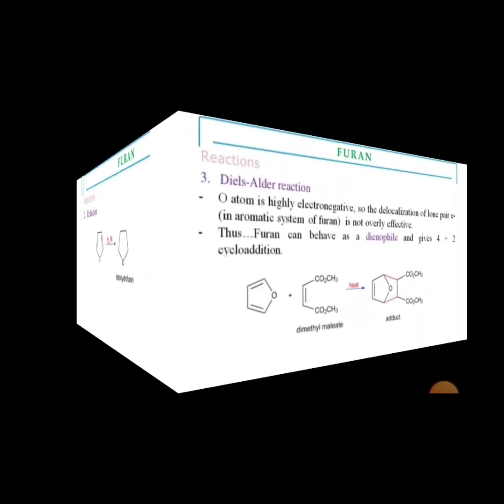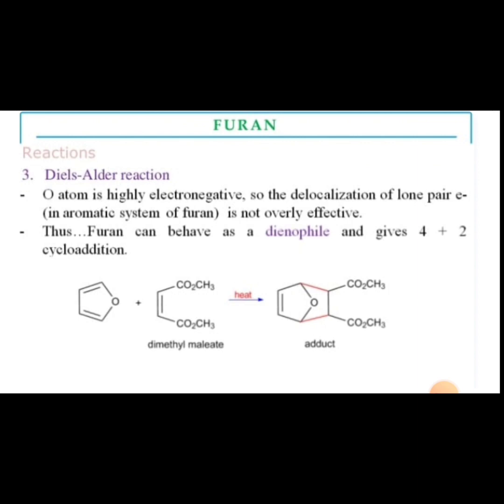tetrahydrofuran as the product. Now see the Diels-Alder reaction of furan. The oxygen atom is highly electronegative, so the delocalization of the lone pair of electrons is not very effective. Thus, furan can behave as a diene and gives a 4+2 cycloaddition reaction. Here, two reactants are given. One is the diene and another one is the dienophile.